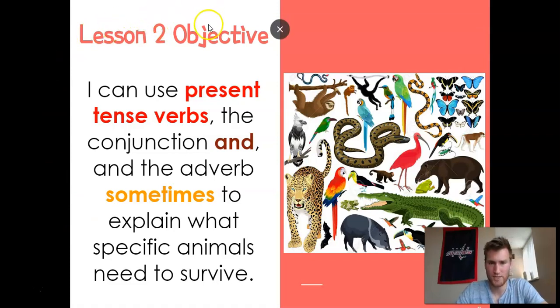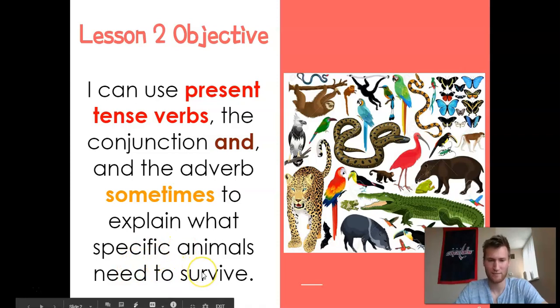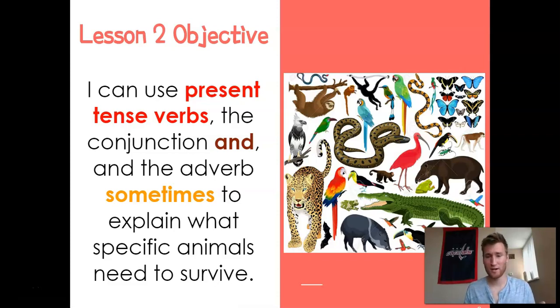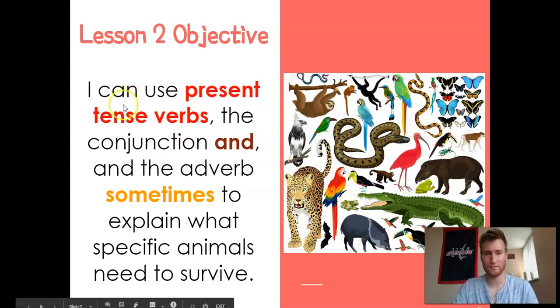Lesson 2 objective. I can use present tense verbs, the conjunction and, and the adverb sometimes to explain what specific animals need to survive. Nice job. Just like you did with Miss Villalobos yesterday, we're going to continue to talk about what different animals need to survive. With Miss Villalobos, you used adjectives to compare and contrast what different animals need to survive. Today, we're going to use present tense verbs.